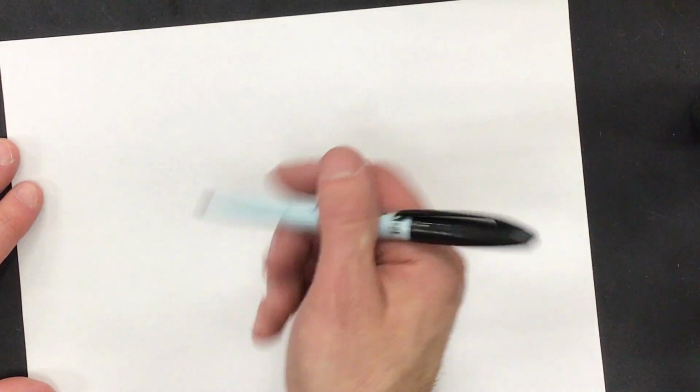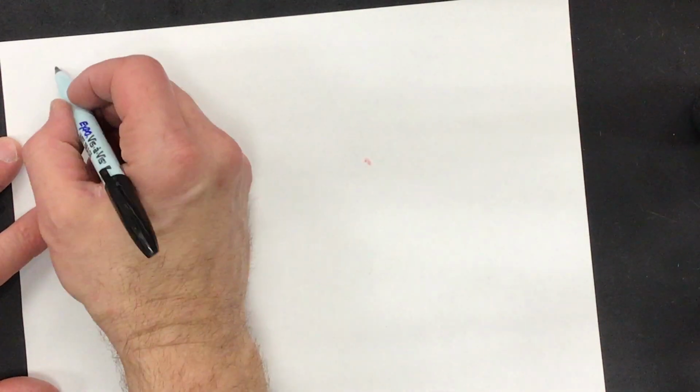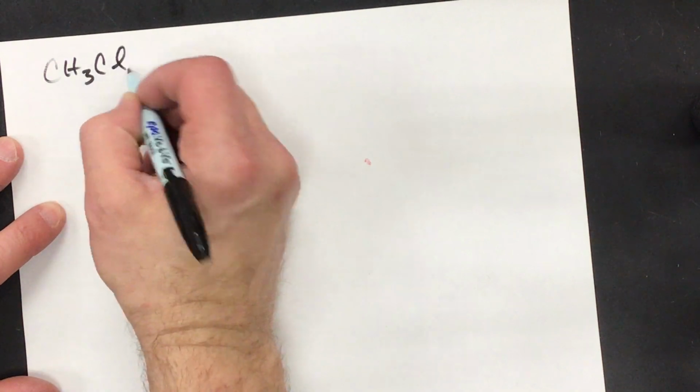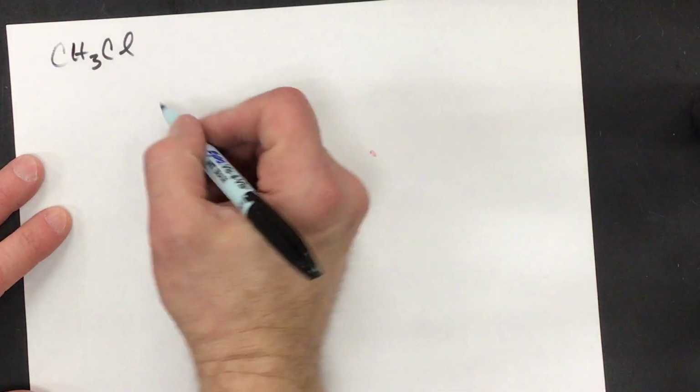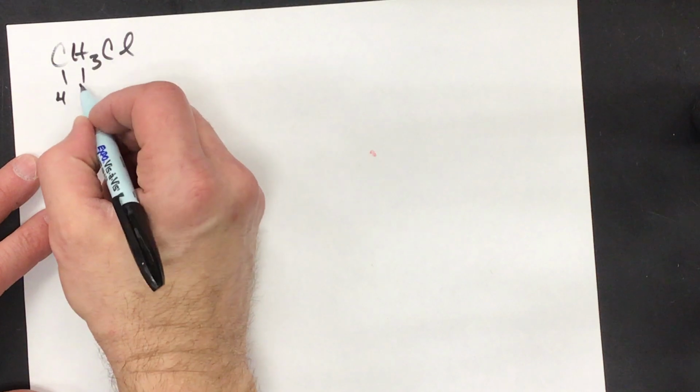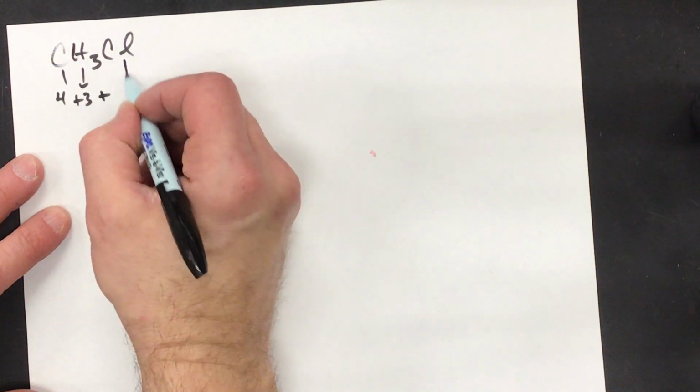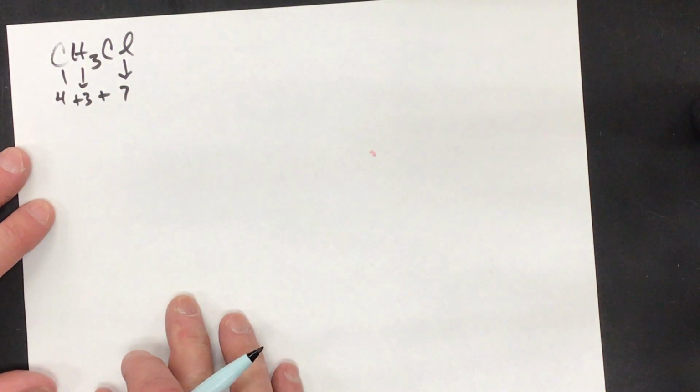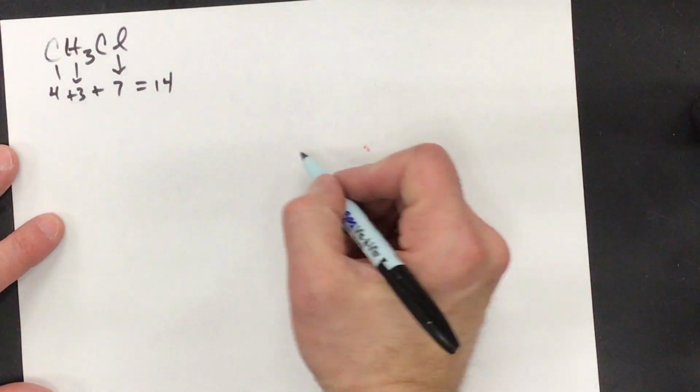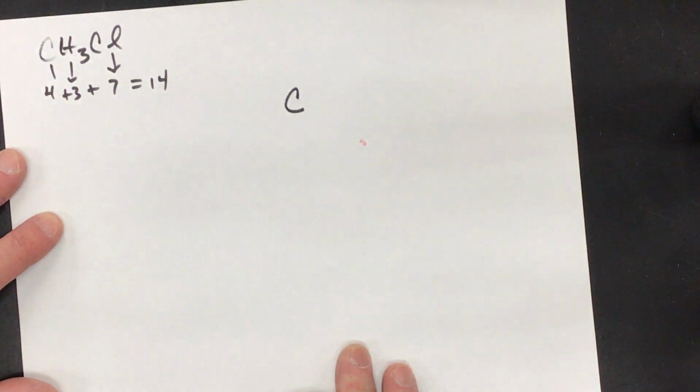Symmetrical molecules, I just said, if they're all in 4 corners, it could be nonpolar. But what about CH3Cl? All right, we do our count there. We've got 4 from the carbon, we've got 3 from the hydrogens, and we've got 7 from the chlorine. Add those together, you get 14. What goes in the middle? It's not going to be chlorine, it's going to be carbon. Carbon goes in the middle.